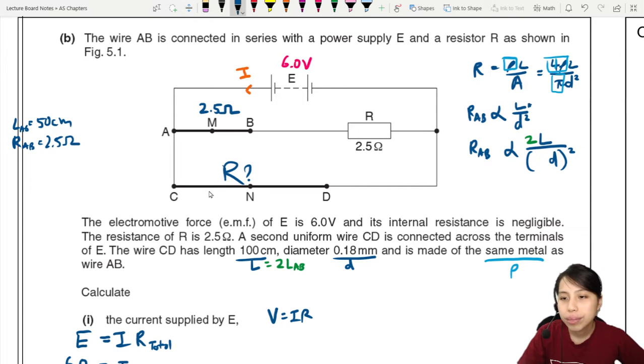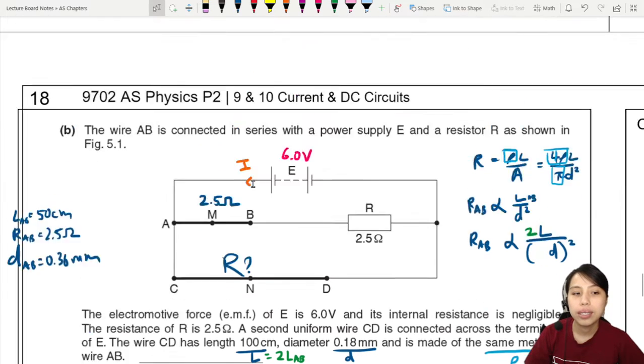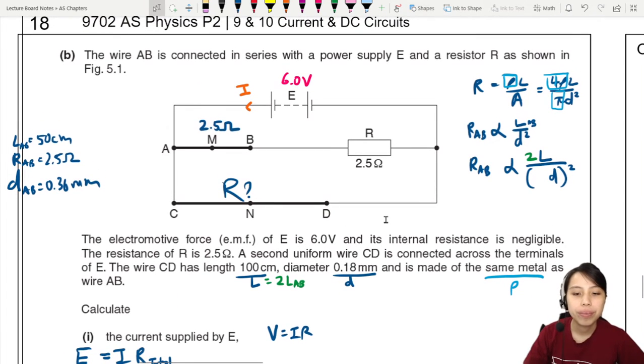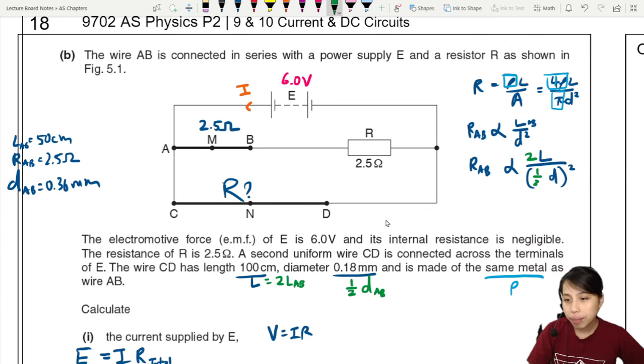Okay, that's all AB. How about the diameter? The original diameter of AB was 0.36. Oh, it becomes smaller. 0.36, okay, what's that ratio? So this 0.18 is smaller. How many times is this? Let me divide 0.36 by 0.18. 2 times smaller. So half of the diameter of the first wire. So we're going to put a half here.